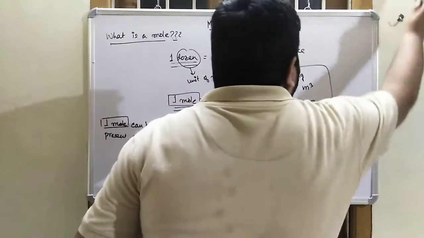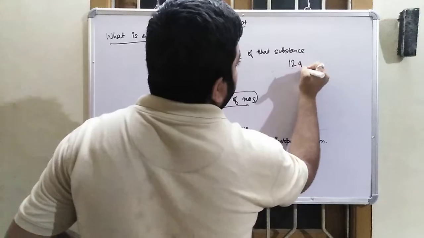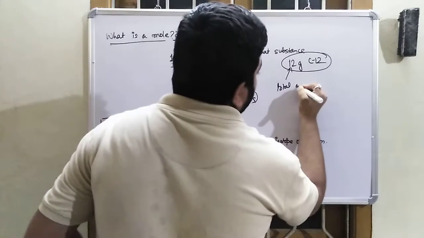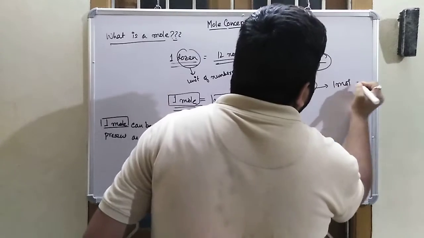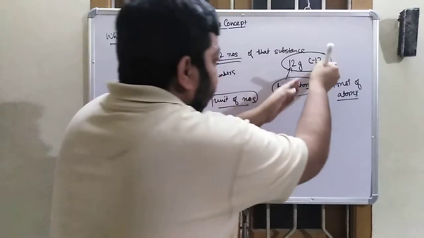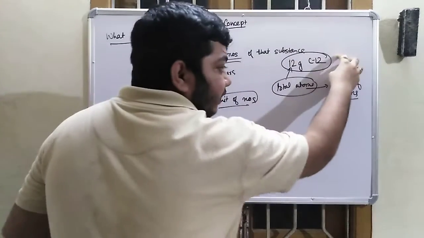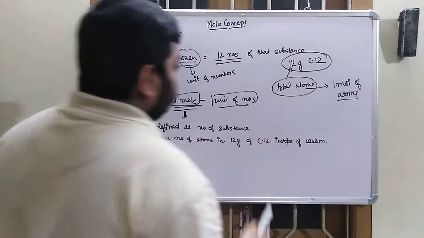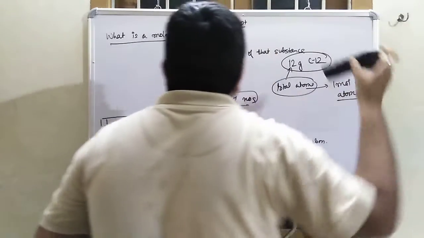That means if we take 12 gram of C12 isotope of carbon, then the total number of atoms present in this 12 gram is actually 1 mole of atoms. That means 1 mole is equal to the number of atoms present in 12 gram of C12 isotope of carbon.